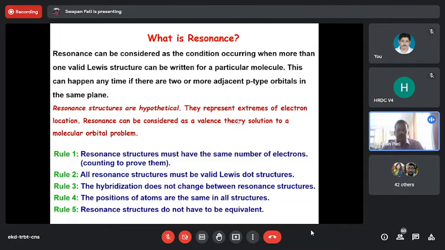So resonance can be considered as the condition occurring when more than one valid Lewis structure can be written for a particular molecule. This can happen anytime if there are two or more adjacent p-type orbitals in the same plane. Resonance structures are hypothetical. They represent extremes of electron location. Resonance can be considered as a valence bond solution to a molecular orbital problem. A resonance structure must have the same number of electrons. Rule 2. All resonance structures must be valid Lewis dot structures. The hybridization does not change between resonance structures. The positions of atoms are the same in all structures. Resonance structures do not have to be equivalent.